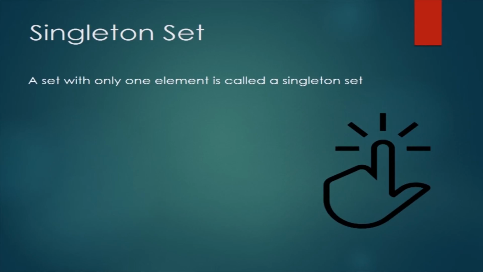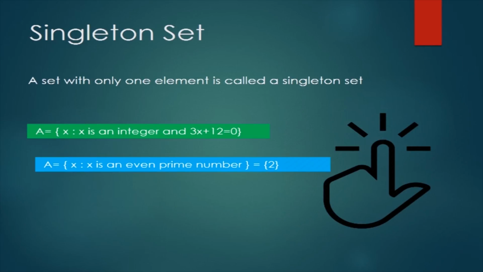Singleton set. A set with only one element is called a singleton set. Example, A is a set of integers such that 3x plus 12 is equal to 0. In roster form, it is A = {x : x is an integer and 3x + 12 = 0}. Minus 4 is the only value that will be in the set. Set of even prime numbers is also an example of singleton set because 2 is the only even prime number. This was all about the types of sets.